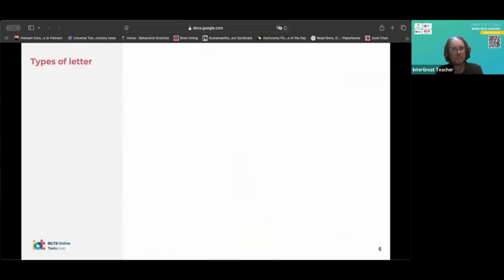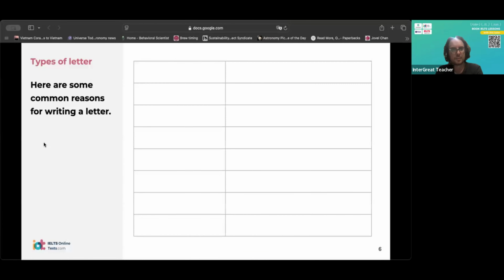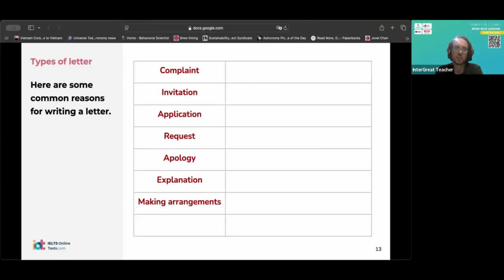Okay, let's just see here. And we've gone through some of the reasons that you might write an informal letter. Here are some more. So we have complaint, invitation, application, probably related to a job, request, we have an apology, explanation, we also have making arrangements and giving information.